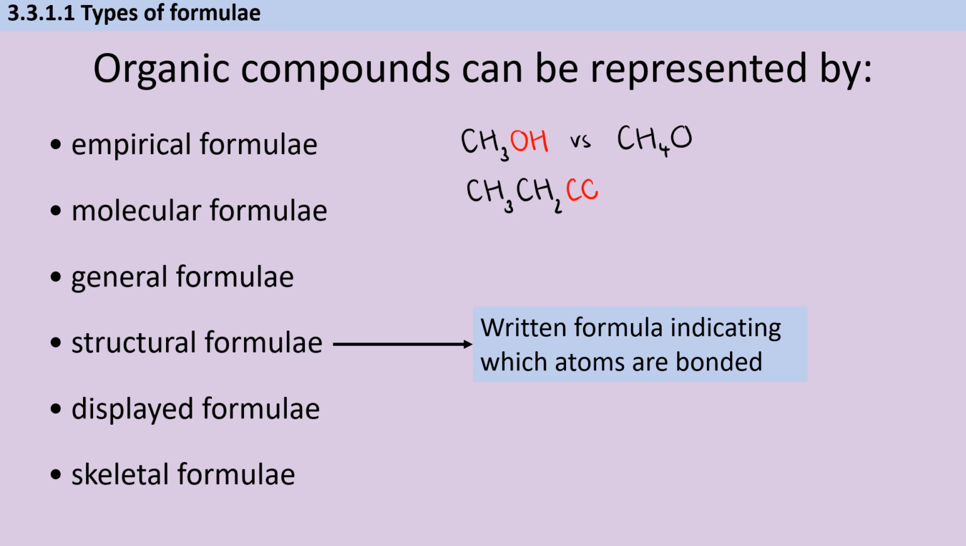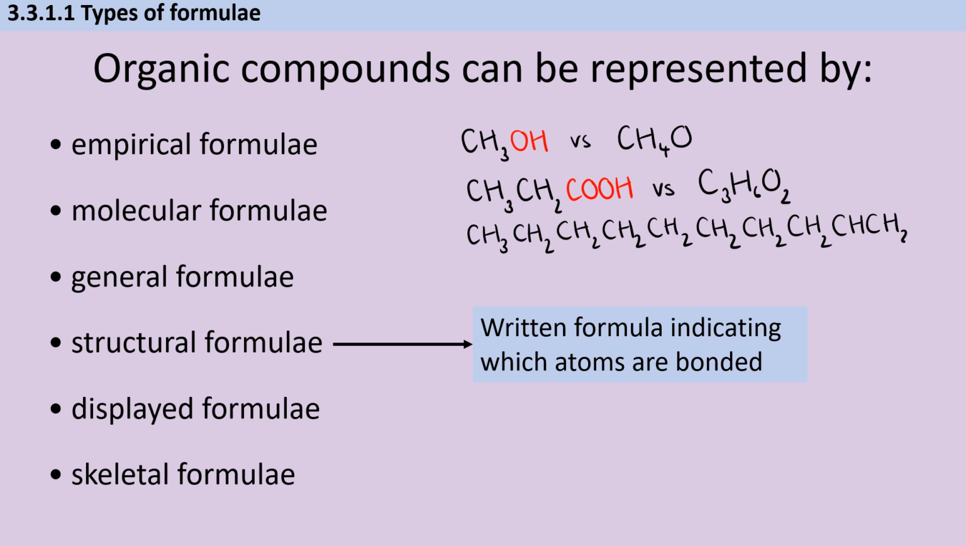CH4O. Or if we think about a carboxylic acid, we're separating out that COOH to show that we know what a carboxylic acid is. Or if we think about that alkene that we were working with, that decene, then writing it out as CH3s and CH2s. Now you might also see sometimes when there are loads and loads of CH2s in a row like this, then to make it a little bit shorter and neater, you might see it abbreviated like this.